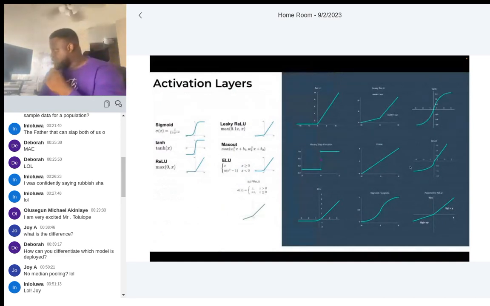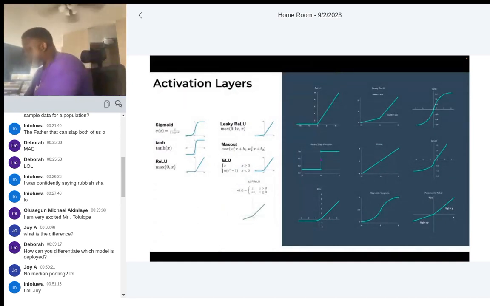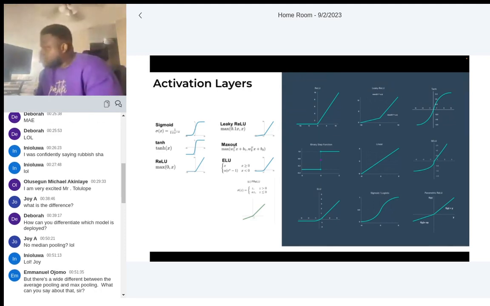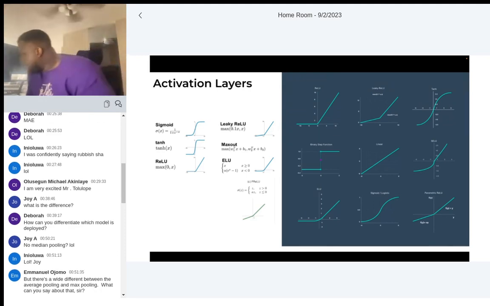Now, let me see if it's not too small for people to see. Can you see my screen? Is the graph small? So we have the sigmoid function, ReLU. These are their formulas. Tanh.